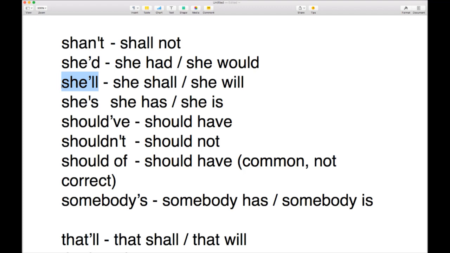All right. Next one. Again, very common. Can be used formally or informally. Is she'll. She'll. Very similar to heel. She will. She shall. She'll go to the competition whether you like it or not. She will go to the competition whether you like it or not. She'll go.